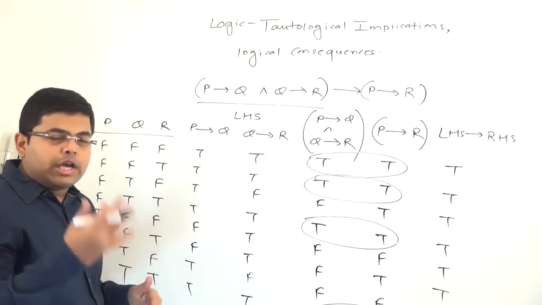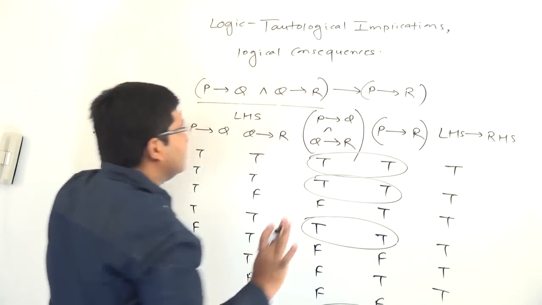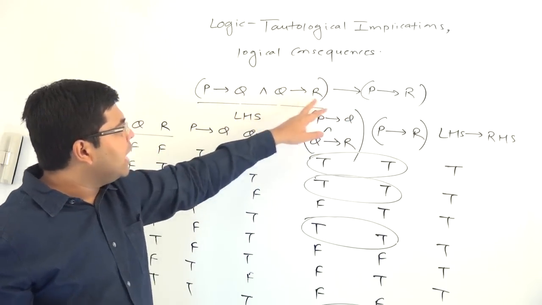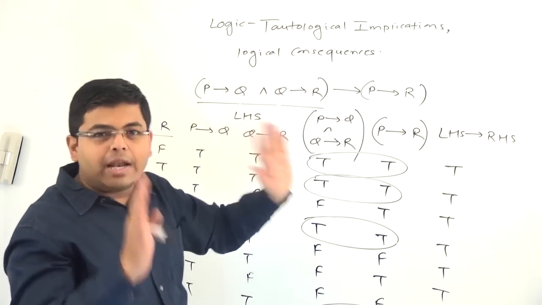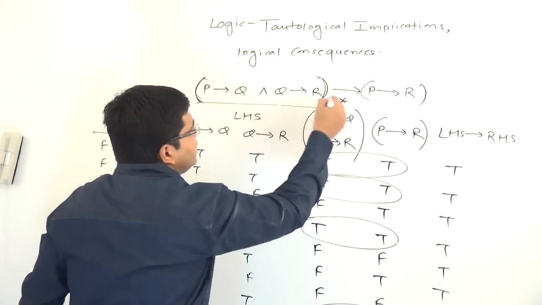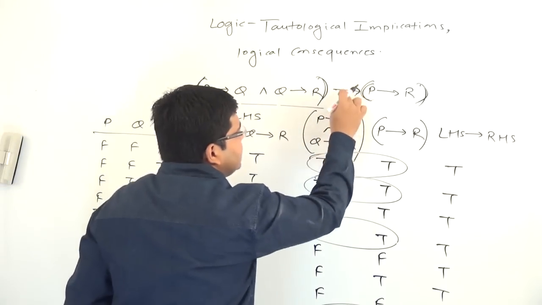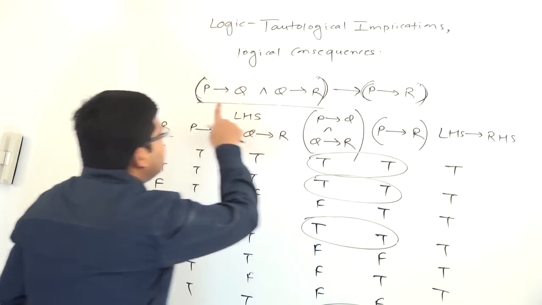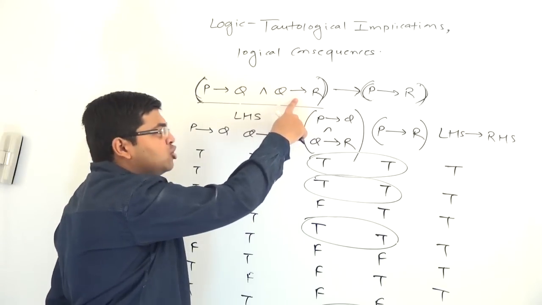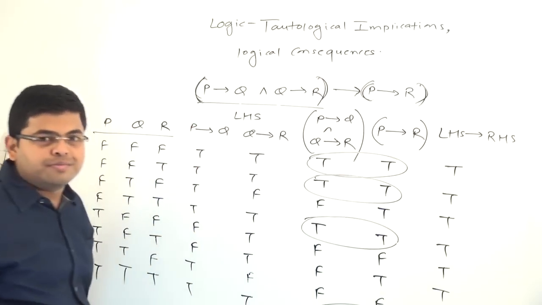So see, before going ahead, what I would like you to understand is that we have written an implication. That implication consists of 3 other implications: P implies Q, Q implies R, P implies R. But the final implication is this one, wherein the entire left hand side implies the entire right hand side, and this implication is always true. This implication is sometimes true, sometimes false. This implication is sometimes true, sometimes false. This implication is sometimes true, sometimes false.